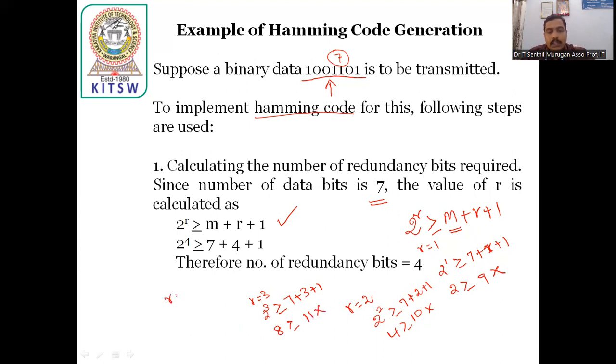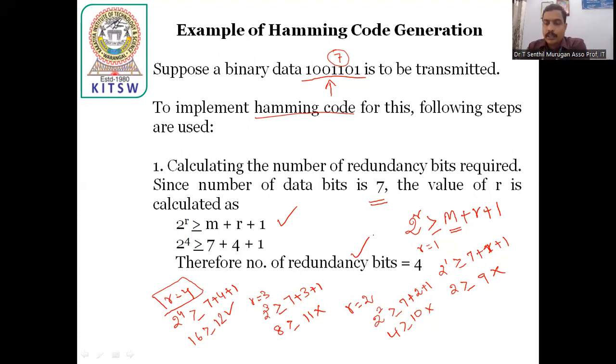Now R equal to 4. 2 power 4 is 16, greater than or equal to 7 plus 4 plus 1, which is 12. So this condition is true, and we find R equal to 4. That's why we need 4 redundancy bits.